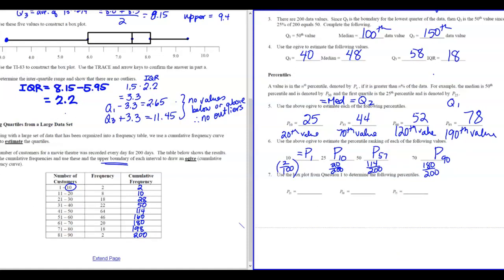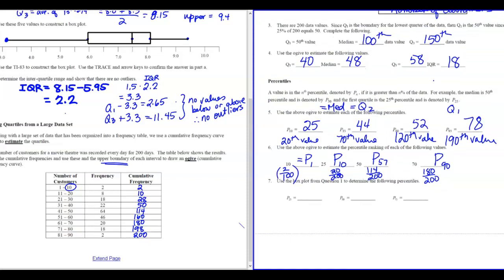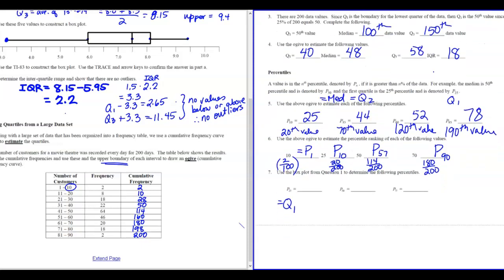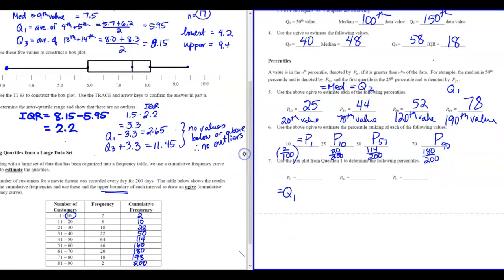Okay, and then last, use the box plot from question 1 to determine the following percentiles. Remember, the 25th percentile here is the same as Q1. So Q1 was 5.95. The 50th percentile is the median.